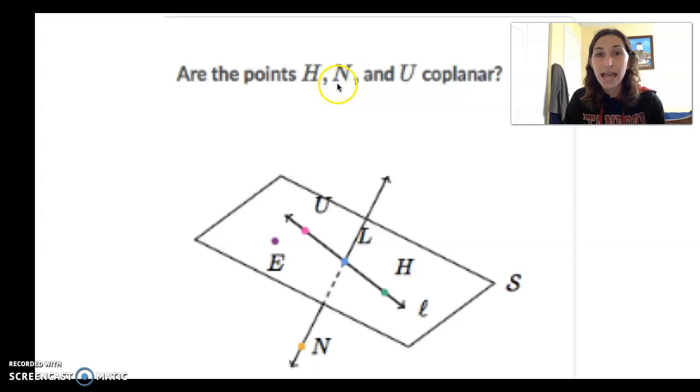Are points H, N, and U coplanar? Notice, they're asking if they lie on the same plane. You can see the word plane in there, or planar. So there is point H, here is point N, and here is point U. Now I see H and U all lie on this plane. I'm going to refer to this plane as plane S because there's the italicized letter. But I notice that point N does not lie on that plane. Therefore, these 3 points are not coplanar because N does not lie on the plane.